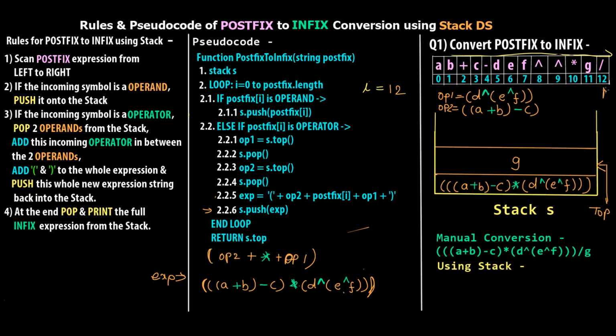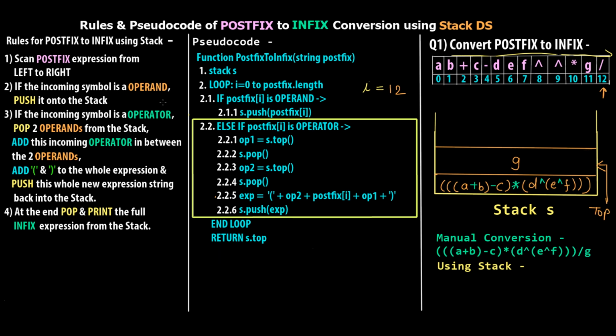At index position 12, we get the last division operator. So it is an operator, so 2.2 has to be carried out. So in 2.2, we have 2.2.1, which says op1 is equal to s dot top. What is the top of the stack? It is g. So this is basic. Then we pop that out. So we pop g out.